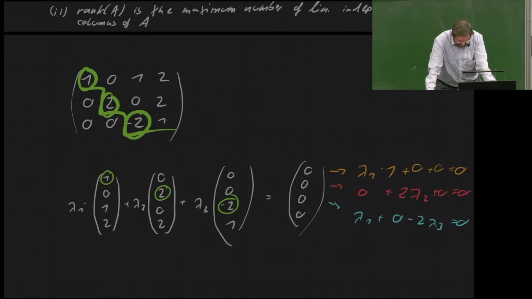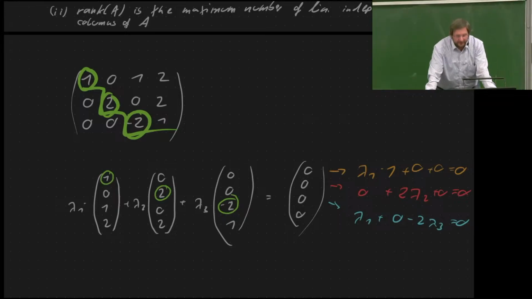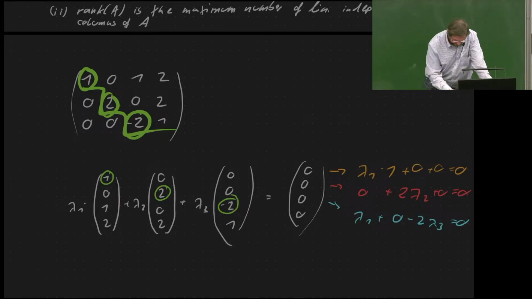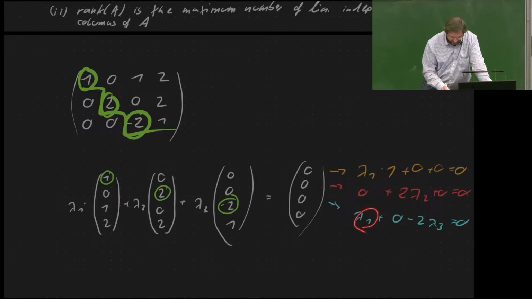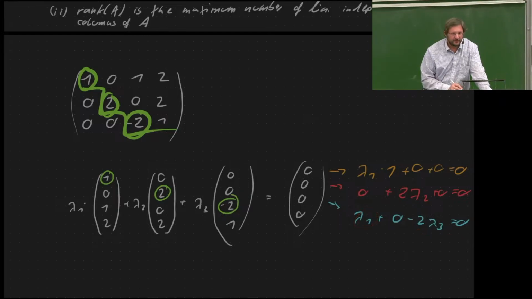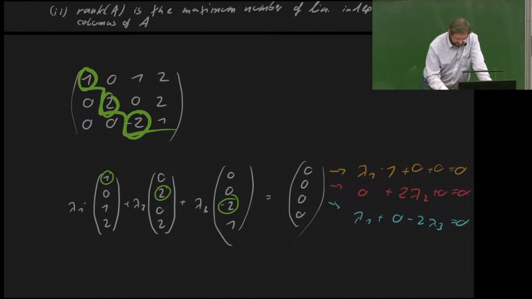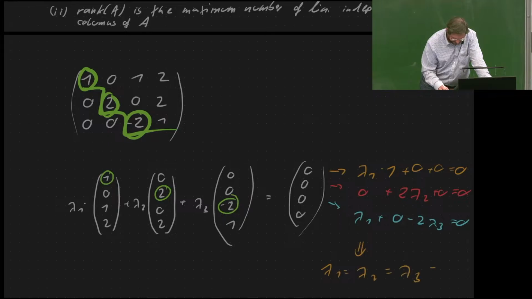And you can see I can solve this system immediately. This immediately yields lambda 1 is 0. This immediately yields lambda 2 is 0. And then if lambda 1 is 0, of course lambda 3 is 0 as well. Right? So the only possible conclusion, lambda 1 is lambda 2 is lambda 3 is 0.